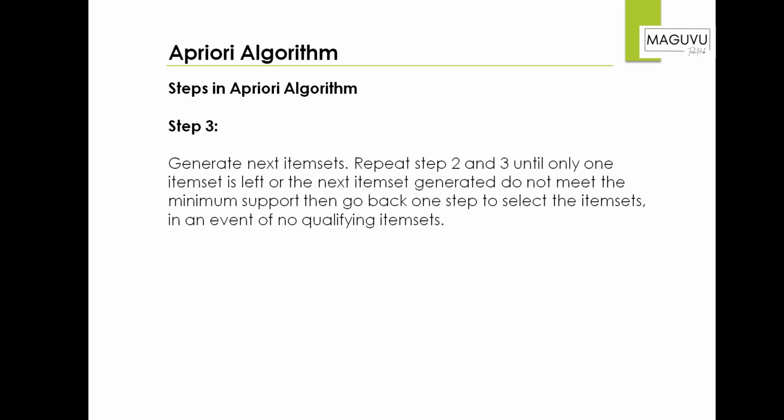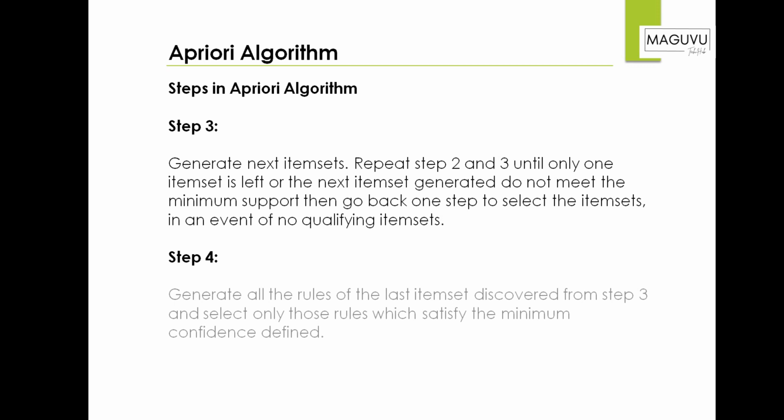We then repeat step number 2 and step number 3 until we have reached a position where we are left with only one item set, or when the next item set's results gives us a 0 item set, which means none meets the minimum required. In that case, you then want to go a step back and take the previous item sets. Those are the items that we're going to consider for step number 4.